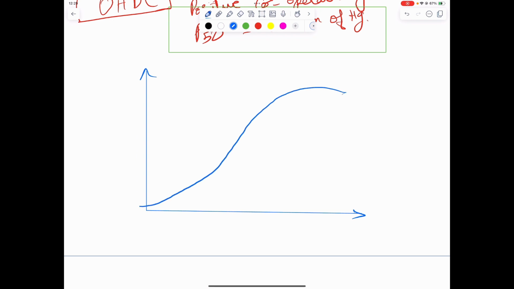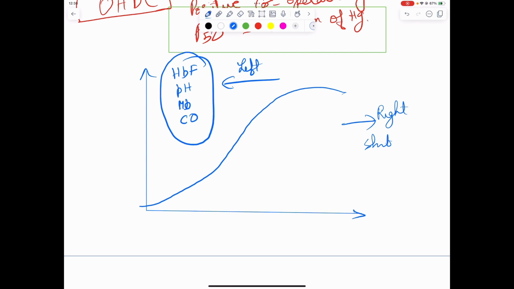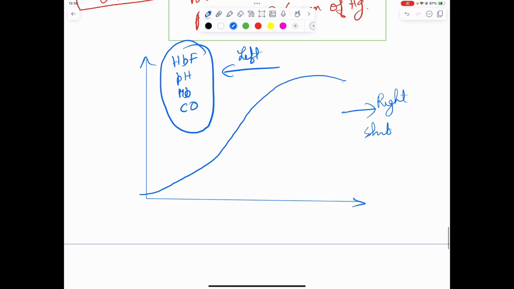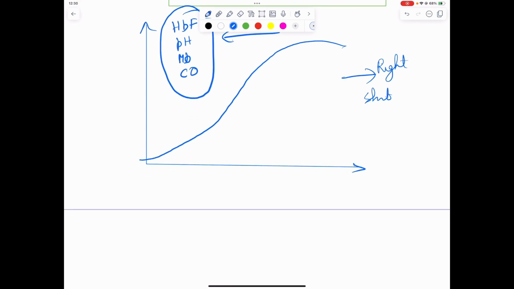Now this is our sigmoid oxygen hemoglobin dissociation curve. Remember what you will do: anything that has a small name, that is HbF or pH or myoglobin or carbon monoxide, will cause a left shift and the others will cause a right shift. Just remember that anything with a small name will pull it towards the left, and the rest you can learn easily. There's a popular mnemonic, Gita, but I don't find it much usable because you need to know the full form, and this one is more handy.